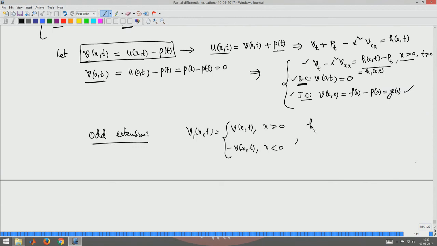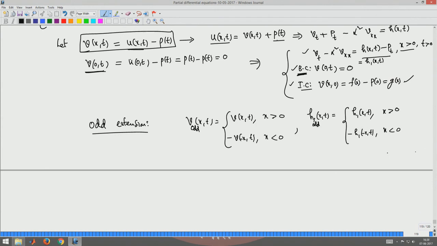Similarly, you do it for h1 of x t. The odd extension, let me call this h1 odd, is h1 of x t if x is positive and minus h1 of minus x t if x is negative. Do it like this, so that at x equal to 0 the value is 0 for all time t. So, you need not worry, it is just one point.